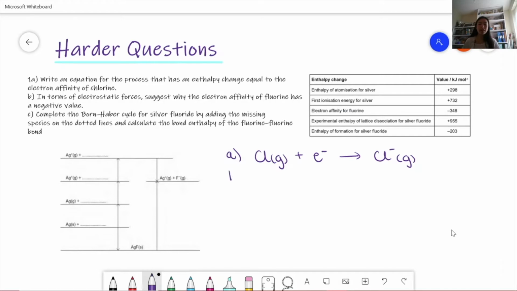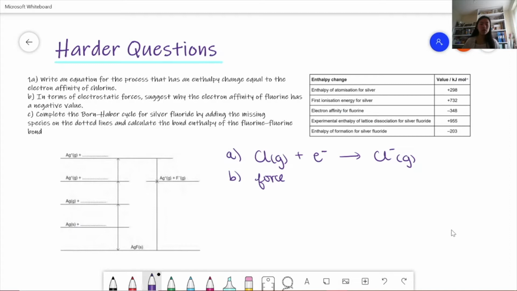And then for B, in terms of electrostatic forces, suggest why the electron affinity of fluorine has a negative value. Well, because we're adding an electron, there's a force felt between the positive nucleus and the electron. And so energy is released because there's a kind of bond, an electrostatic force forming between them. So it's an exothermic reaction, so the enthalpy change will be negative.